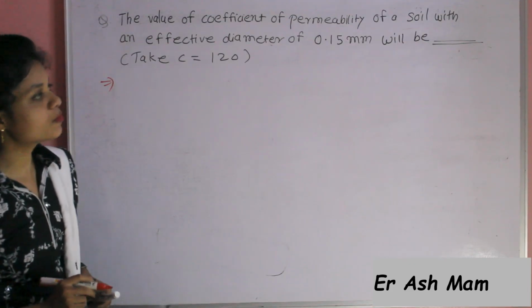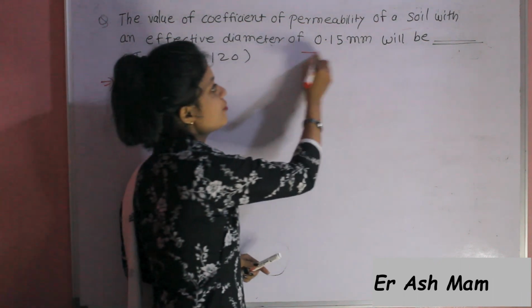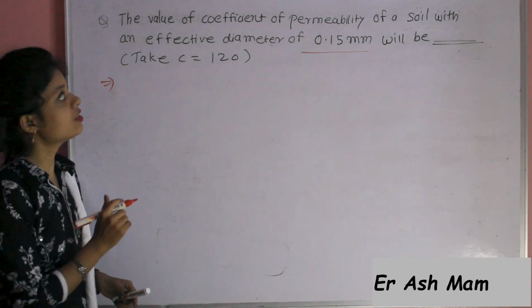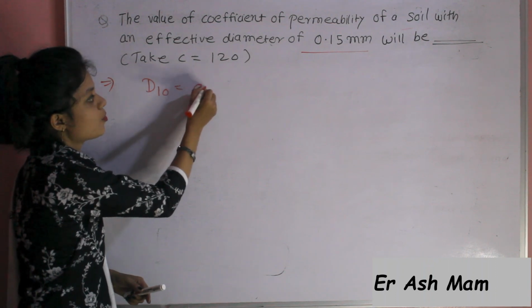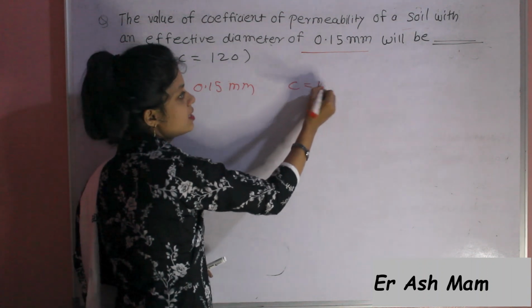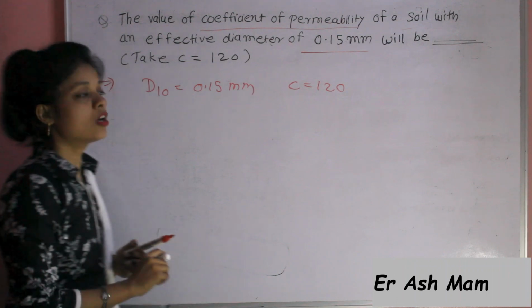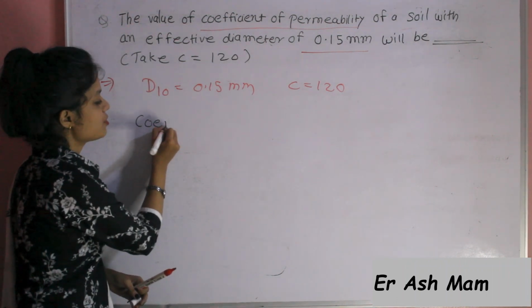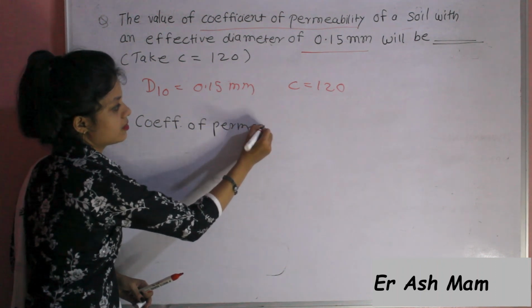The value of coefficient of permeability of soil with an effective diameter of 0.15 mm will be. Take C equal to 120. What is given? Effective diameter, that is D10 equal to 0.15 mm is given, and C equal to 120 given. Okay, I have to calculate coefficient of permeability.